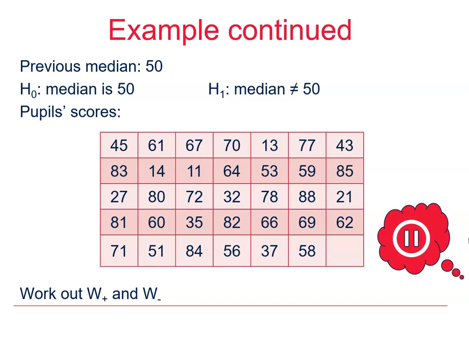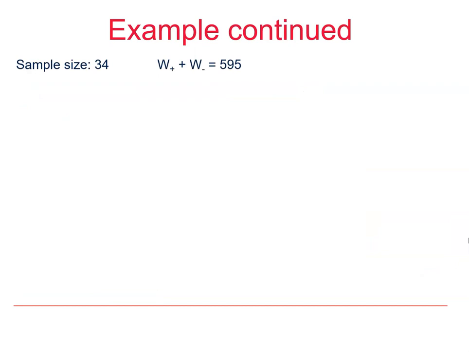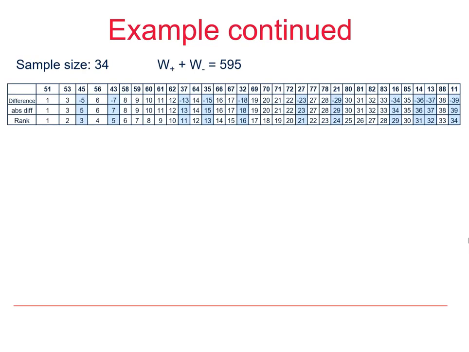Pause the video while you use a spreadsheet to work out W plus and W minus. OK, so for a sample of size 34, the sum of the ranks, which is W plus added to W minus, is 595. Here's the table. I ordered it by absolute difference after I'd highlighted the negative differences. It's a bit small, but if you didn't get these values for W plus and W minus, then pause the video and find your error.